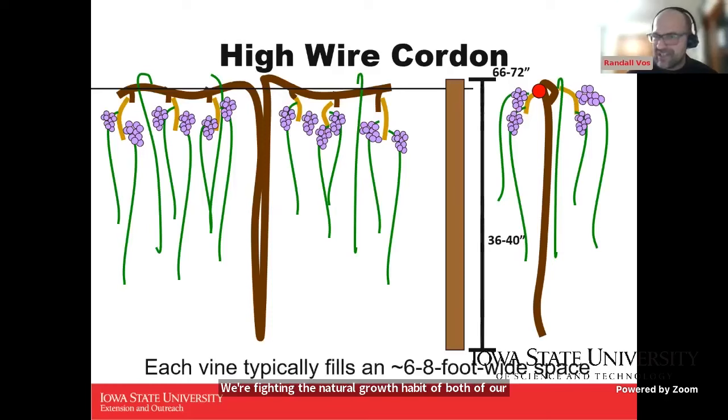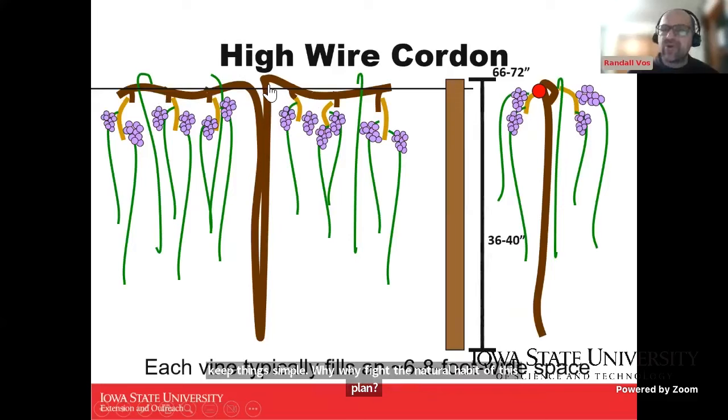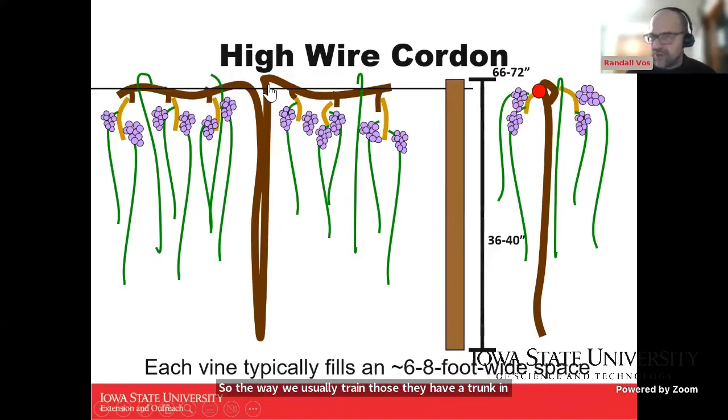I don't know about you guys, but you get busy. I like to keep things simple. Why fight the natural habit of this plant? And so the way we usually train them is we have a trunk in the center, and we split it. So we have two cordons going each way. And an average vine in our area is going to fill about 6 to 8 feet.